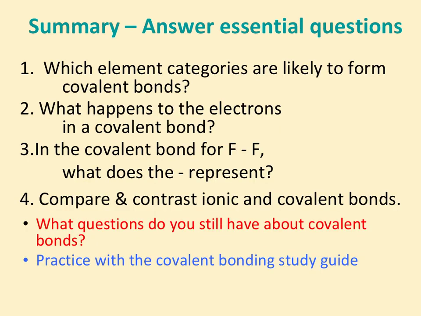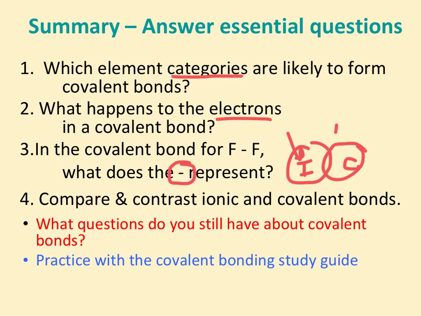Finish up by answering your 4 summary questions. What categories are likely to covalently bond together? What happens to electrons in a covalent bond? And then 3, describe for me what the dash means. The last one, you're making a Venn diagram where you have all the info about ionic bonds, all the info about covalent bonds, and then in the middle, things that are the same or properties that they share.